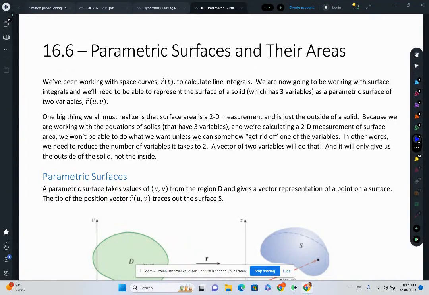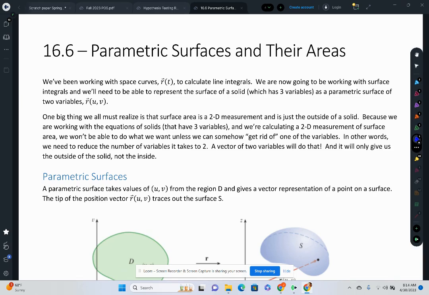Hello. Today we're going to go over 16.6 and we are covering parametric surfaces and then areas. I say areas, but it's really the areas of the surface that we parametrize. So we've been working with space curves so far, and the space curves, those were R of t, and we use those in order to calculate line integrals. What we're going to be doing now is preparing to work with surface integrals.